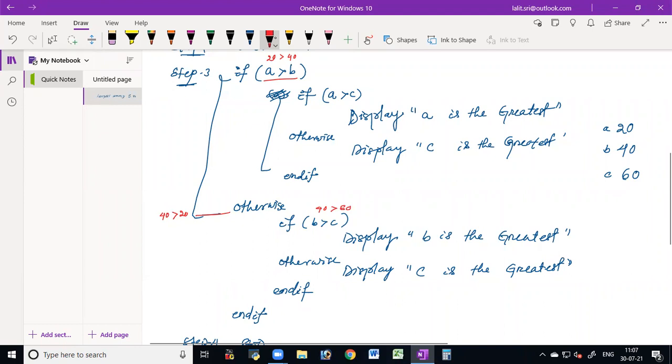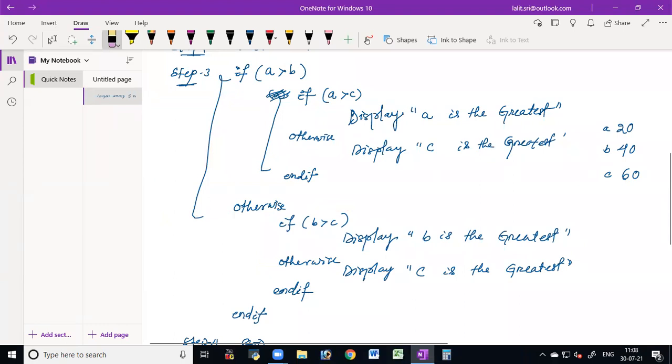Is 40 greater than 60? False, sir. Then it will come to this position. The display 60 is the greatest. Any other three numbers? You tell any other three numbers?